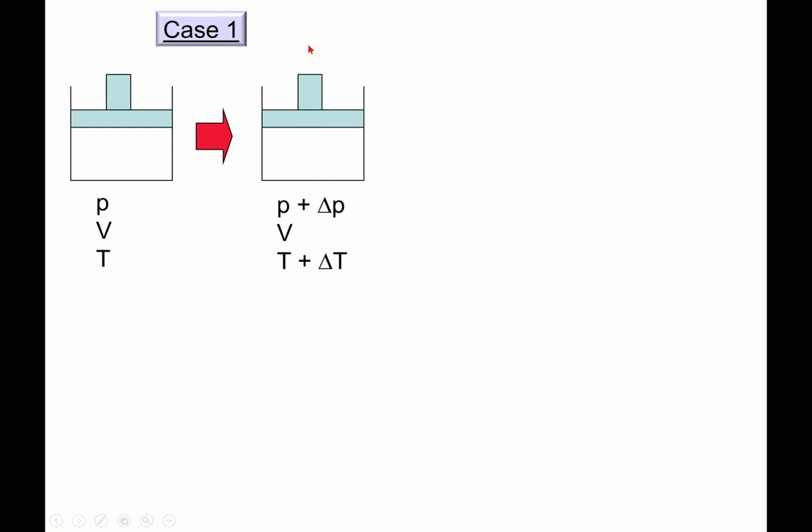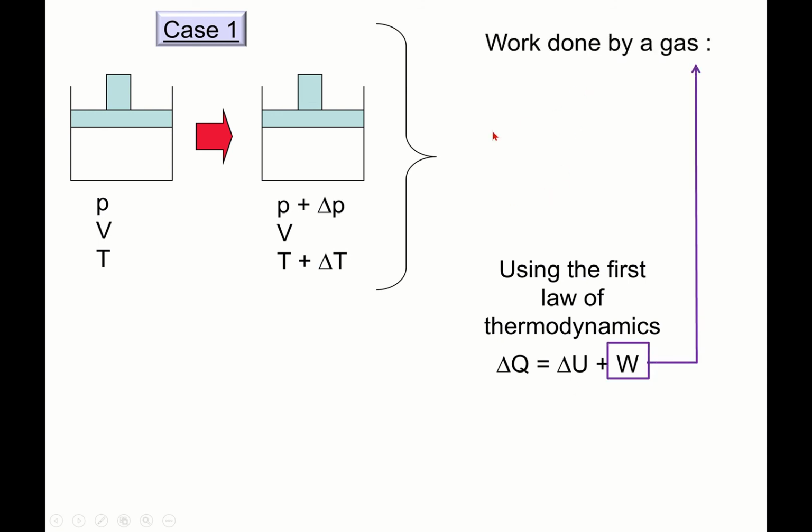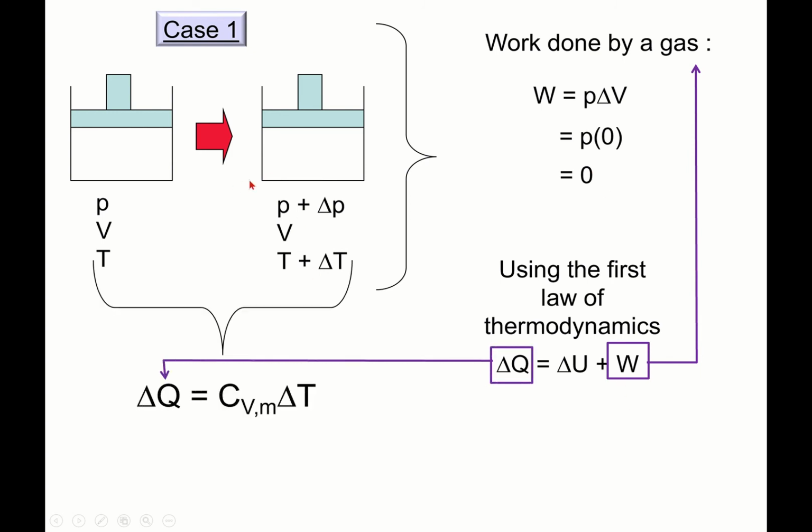For the first case, we use the first law of thermodynamics, delta Q equals delta U plus work. For the work done by the gas, because the volume has no change, the work done is 0. And for delta Q, this is constant volume, so we choose delta Q equals n CVM delta T, where n is 1 mole, so delta Q equals CVM delta T.